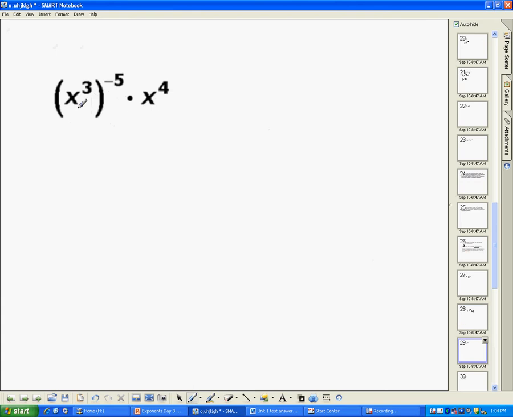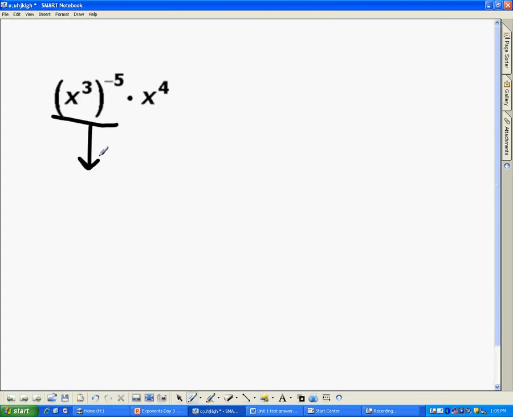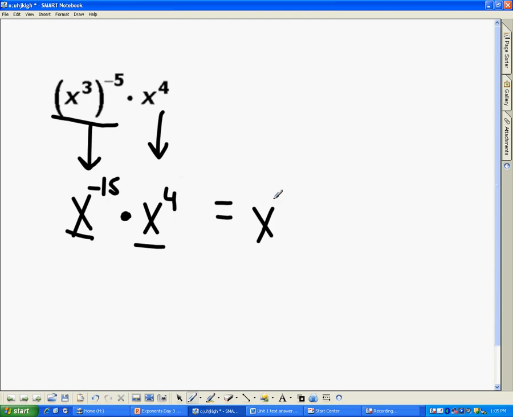Here you've got a little bit more challenging problem, and you're using the two rules together that we just talked about. So this one simplifies: 8 cubed and all of that to the power of negative 5 is equal to 8 to the power of negative 15. And then here we've got x to the power of 4, so that's going to equal x to the power of 4. Well, now I'm going to use that rule that says since they're the same base and I'm multiplying them, I can add the exponents. Negative 15 plus positive 4 is equal to negative 11, so this is x to the power of negative 11.